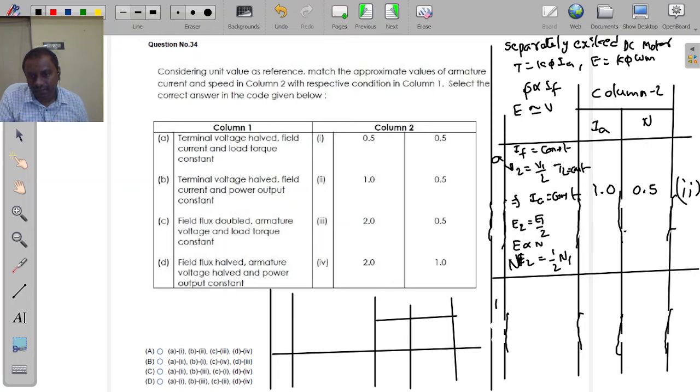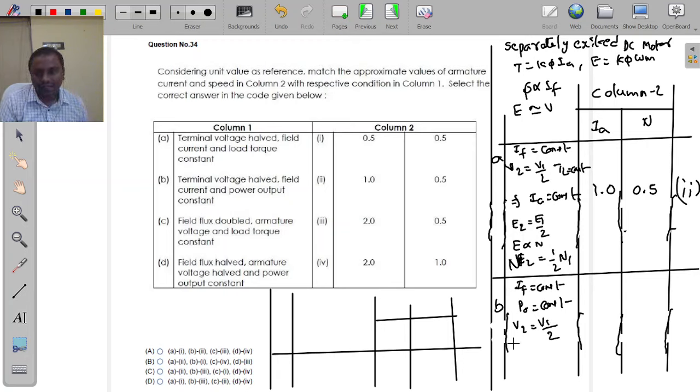Coming to the second option, B. In B, what they are saying is terminal voltage halved, field current and power output constant. So the terminal voltage is halved, field current IF is constant, and power output is also constant. These are the given conditions.